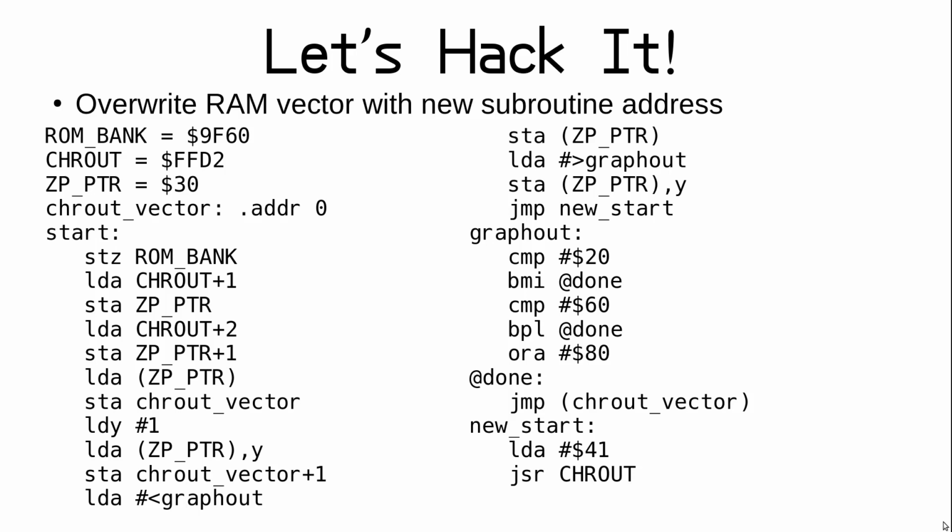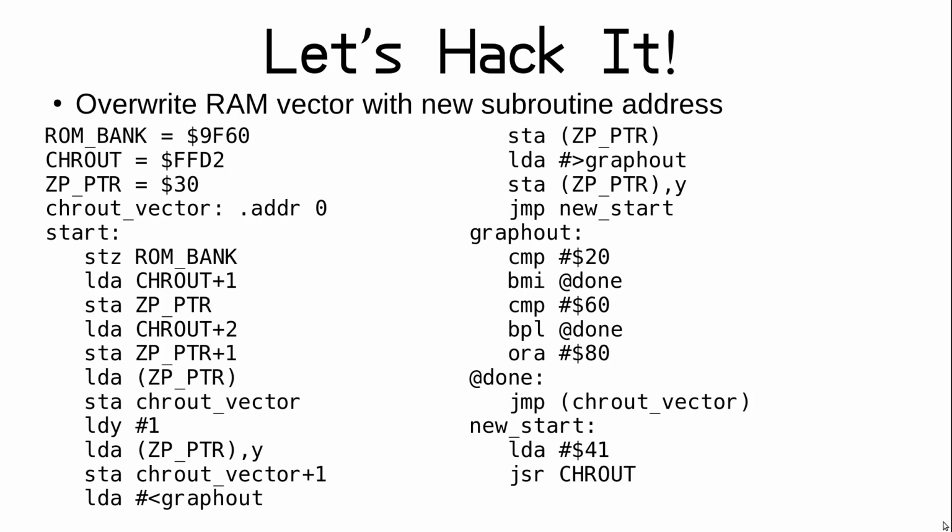With the original destination safely stored in a new RAM vector, we can overwrite the original RAM vector to point to new code. We're going to define a new entry point labeled graphout, so we're going to store that address using the same addressing of the zero-page pointer we set up earlier, which means that 0326 will contain a RAM address now, and that's what will get called indirectly at the start of CHROUT.